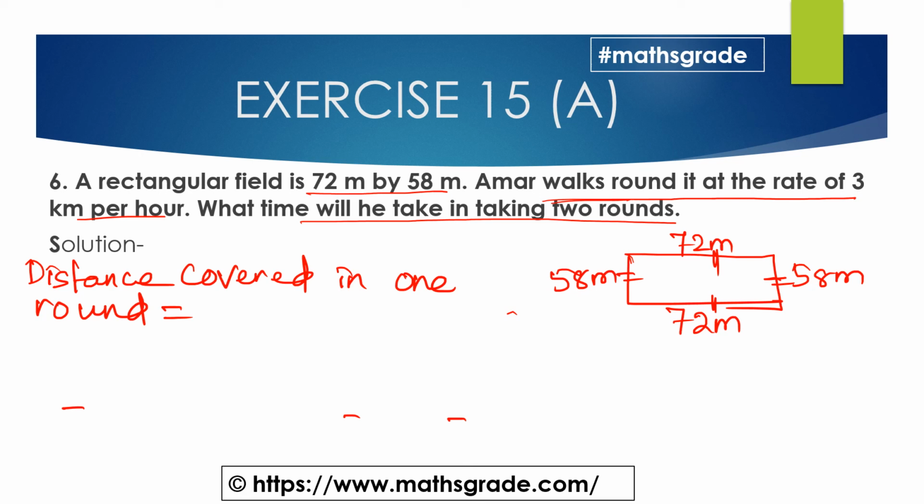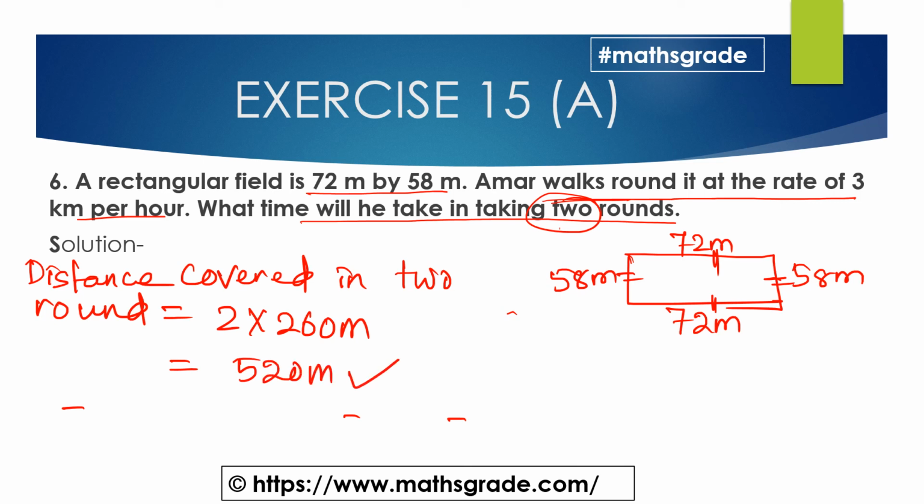The distance covered in 2 rounds will be 2 multiplied by 260 meter. Distance covered in 1 round is 260 meter. Amar takes 2 rounds, so we have to find the distance covered in 2 rounds. That is, we multiply 2 with 260 meter, which is 520 meter. So the distance covered in 2 rounds is 520 meter.